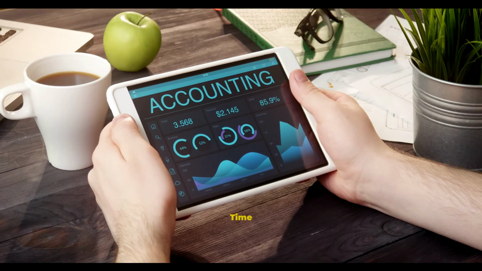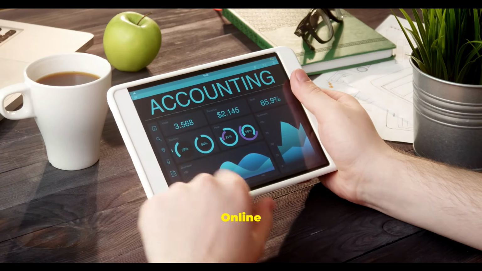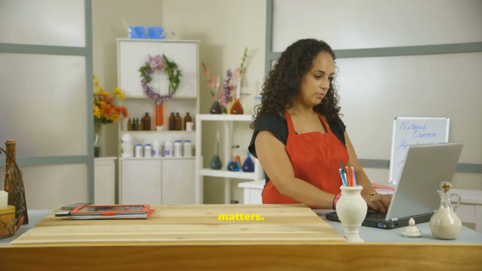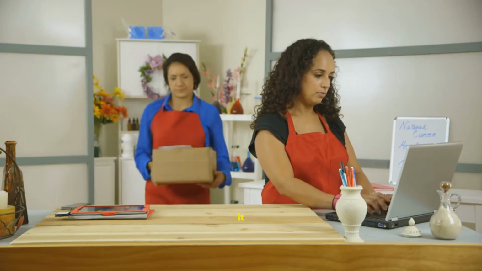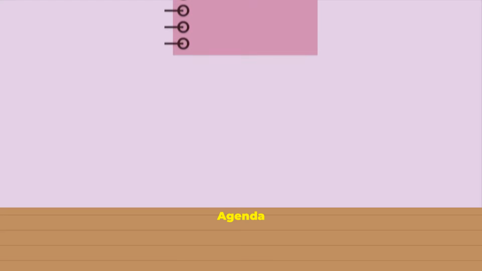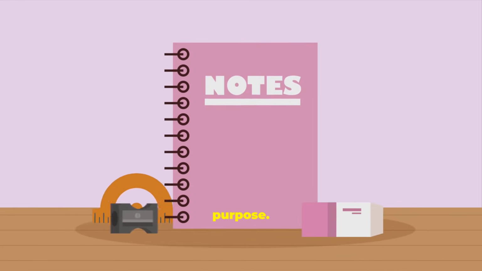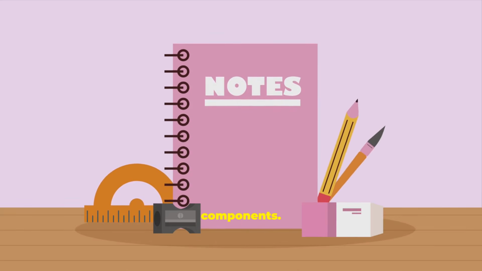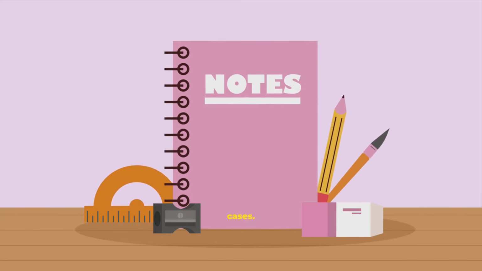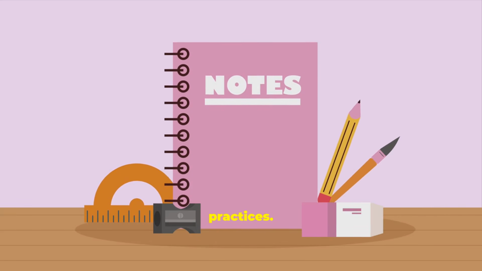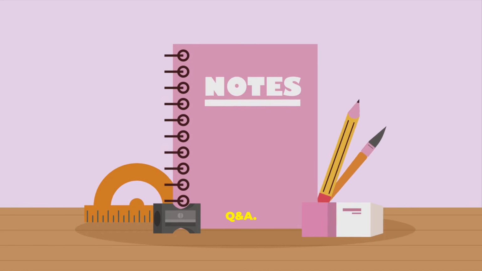Today I'm breaking down the time activities by customer detail report in QuickBooks Online. What it is, why it matters, exactly how to use it without wasting time. Agenda real quick: intro, purpose, how to access, components, customization, use cases, limitations, best practices, summary, and Q&A.